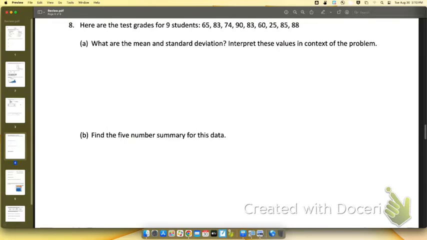Number 8, here are the test grades for 9 students. What are the mean and standard deviation, and interpret these values in context of the problem. So I need to find the mean and the standard deviation. I could just add all these numbers up and divide by 9, but since I know I need to get the standard deviation as well, I'm going to go ahead and use my calculator to do this.